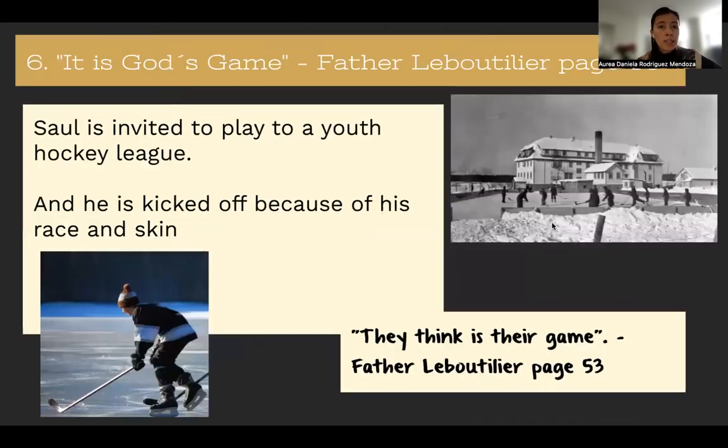Section number 6 mainly talks about the first time that Saul faced racism and discrimination, by being kicked off of a team because of his race and skin.